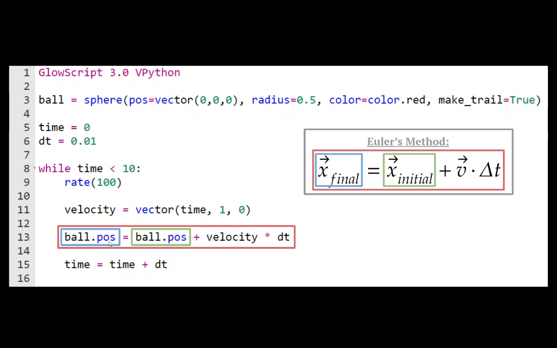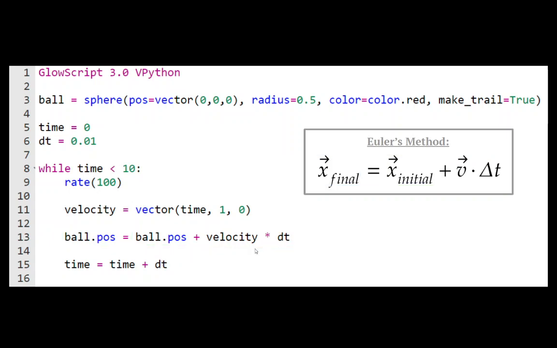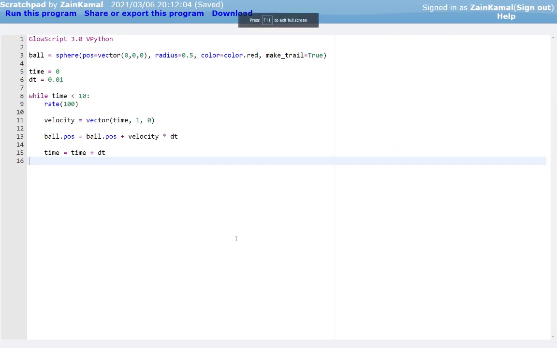And notice how we didn't have to separate these vectors into their x, y, and z components. Like I said in the math with vectors section, you can just add and multiply vectors, and Python will discriminate between the x, y, and z components for you. Now finally on line 15, we're just going to be updating the time to increase by some small but finite value.